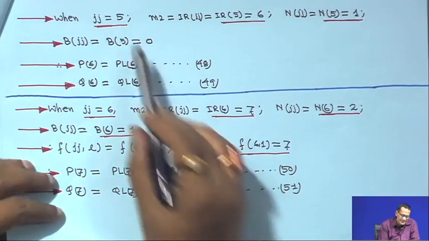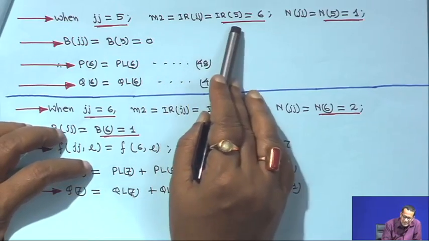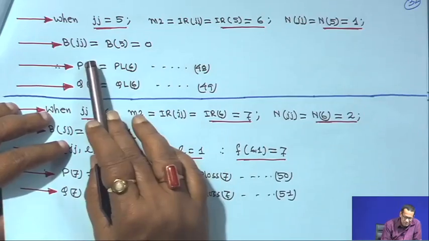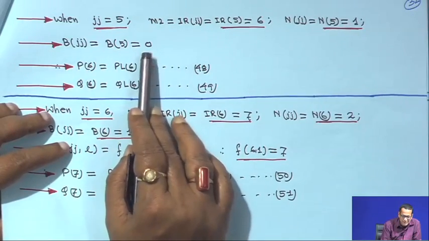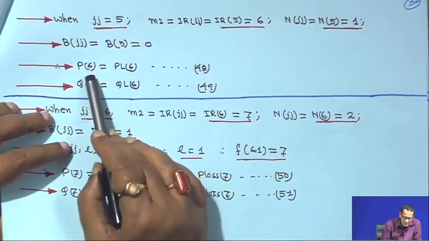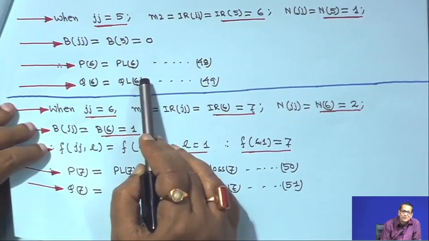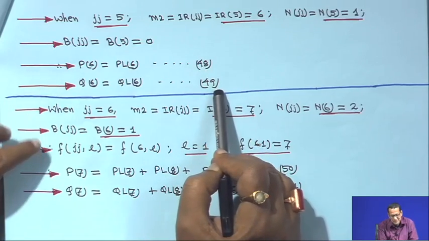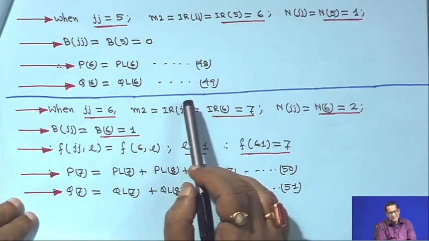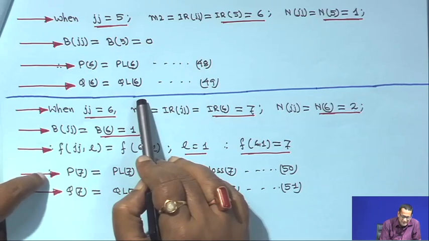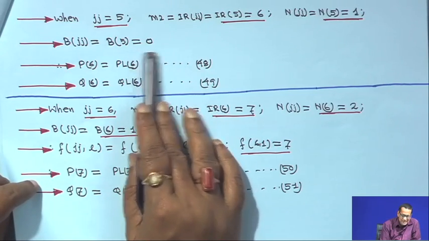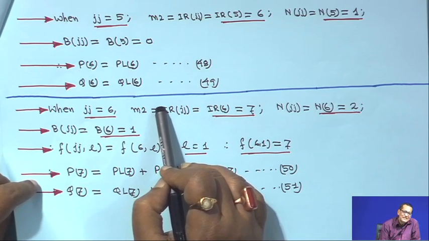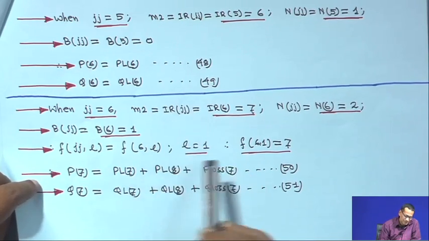Similarly, when JJ is equal to 5, M2 is equal to IRJJ, IR5 is equal to 6, so NJJ, N5, is equal to 1. So BJJ, B5, is equal to 0, that is, no branches beyond this. That means P6, as I explained before, will be PL6, and Q6 will be QL6, this is equation 48, this is equation 49, because there are no branches beyond branch 5. So in this case B5 is 0, which means the second term of equations 38 and 39 will not exist and only a single term remains, I will come to that later.